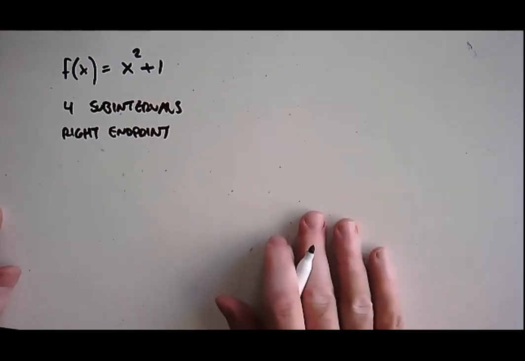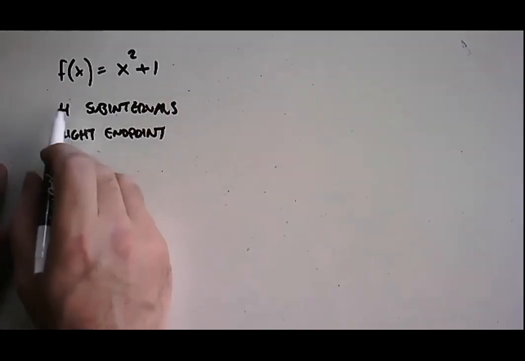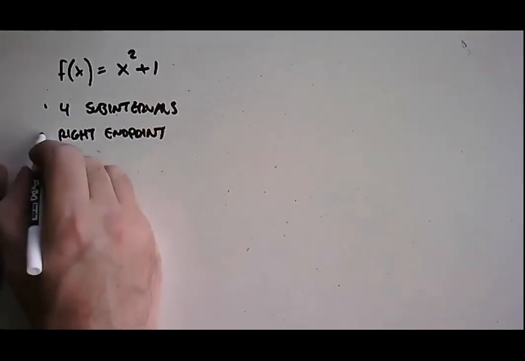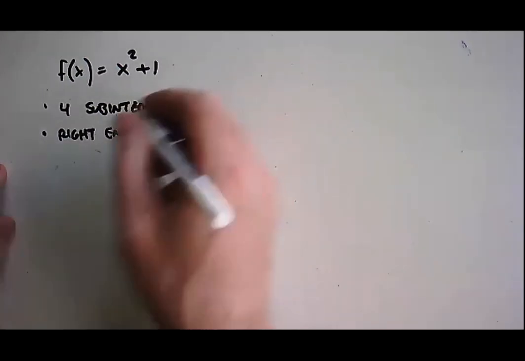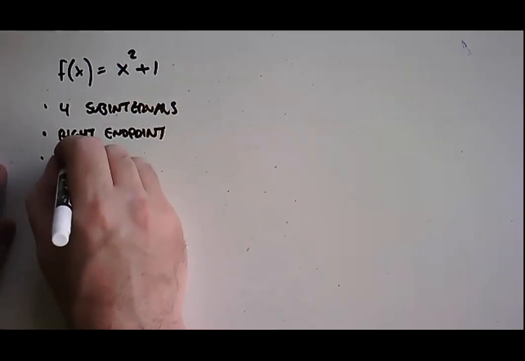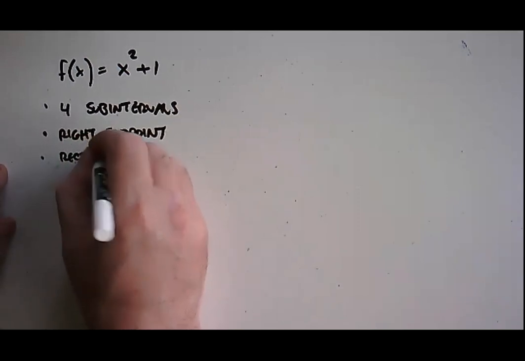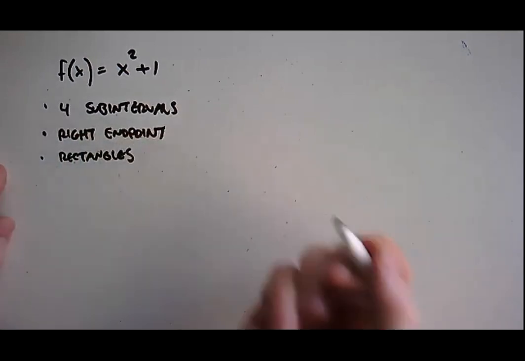So f of x equals x squared plus 1. We're going to approximate the area using 4 subintervals. We're going to use the right-hand side of each subinterval for an endpoint, and we're going to use rectangles. I'm pretty sure every problem that we do in this section, we're going to be using rectangles.